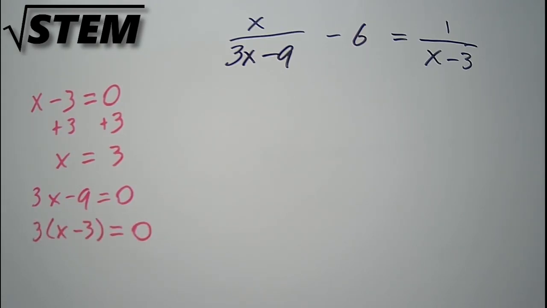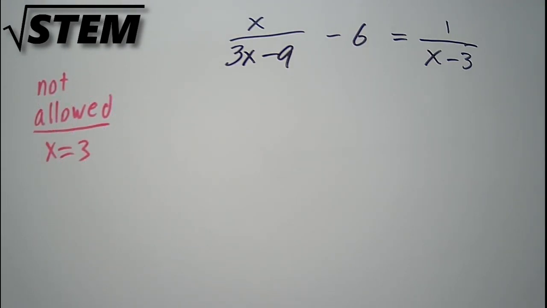If we set the other denominator, 3x minus 9, equal to 0, we can factor out a 3 from both terms to get that 3 times x minus 3 equals 0. Because 3 does not equal 0, that means the factor of x minus 3 must equal 0. But we already found the solution to that when we checked our other denominator. That means, for both of the denominators in this equation, x equals 3 is the only value that is not allowed to be the solution.